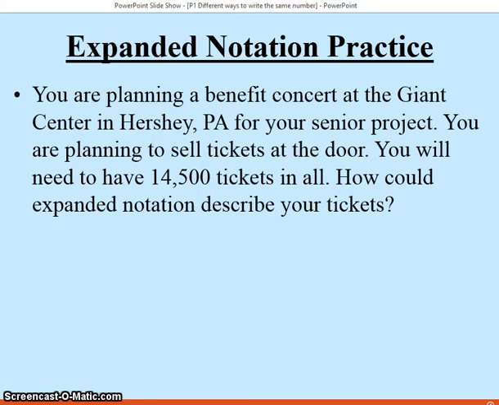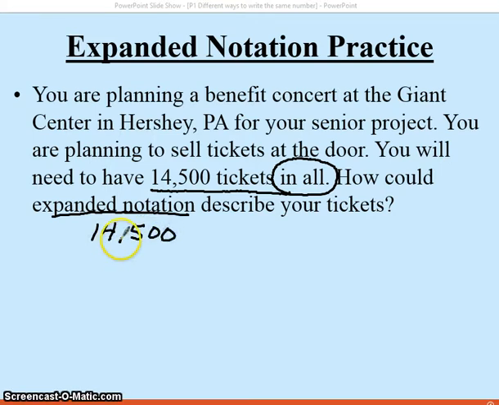You try this problem. Pause the video, read it, and try to write it in expanded notation. So in this problem, you are planning a benefit concert at the Giant Center in Hershey, Pennsylvania for your senior project. You are planning to sell tickets at the door. You will need to have 14,500 tickets in all. How could expanded notation describe your tickets? So we want to know, how can we write 14,500 in expanded notation, and how could that describe our tickets?